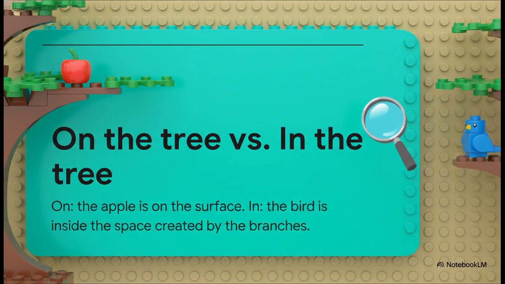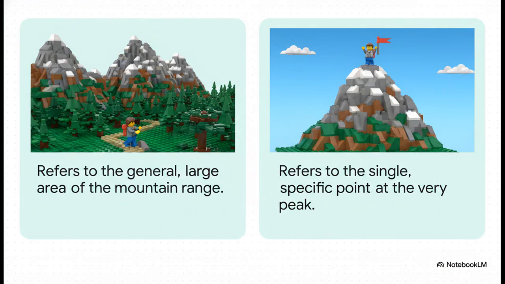So, let's go back to our big question about the tree. It all makes sense now, right? An apple grows on the surface of a branch. It's literally attached to the outside. But a bird, it isn't part of the tree. It sits inside the three-dimensional space that's created by all the branches and leaves. One is on a surface, the other is in a space. Boom. Puzzle solved.